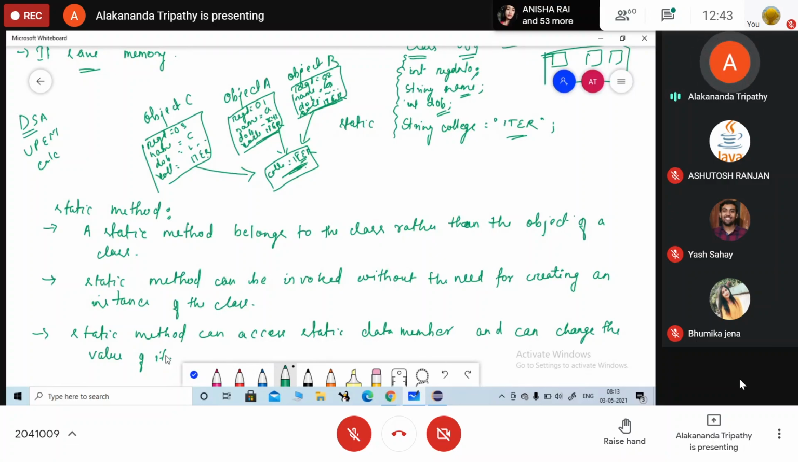Okay, and another thing, teaching. In your class, what is teaching? Teaching is a process that belongs to the entire class. Does it belong to an individual student? No, ma'am. So should I teach just one person and leave the class, not teach everyone? Would that work? No, ma'am. So a static method belongs to the entire class, not to an individual object.